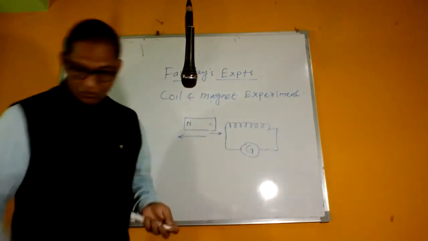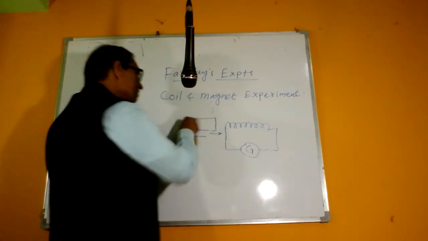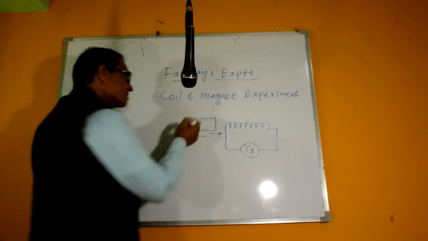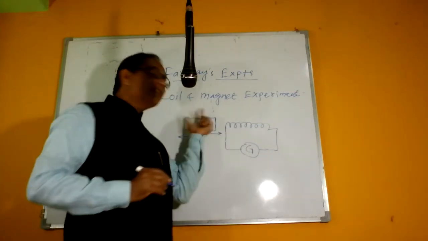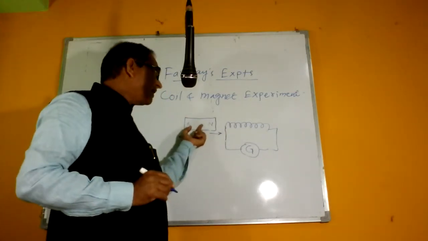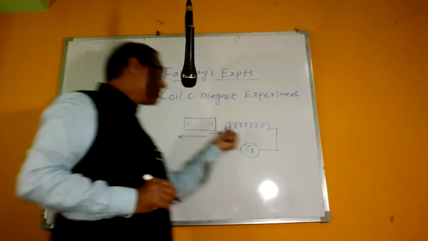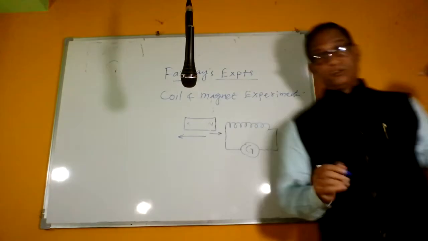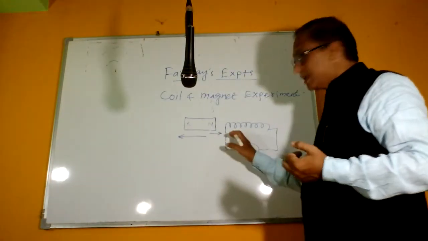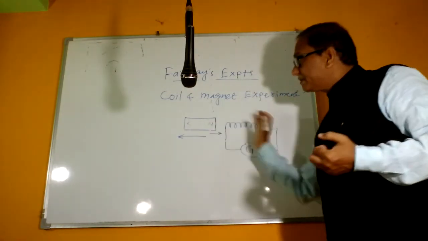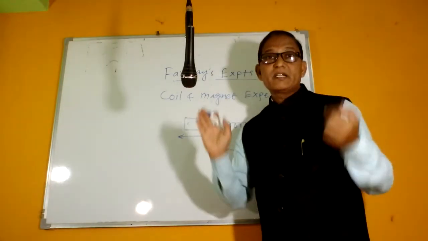On this basis, we say that if there is a relative motion between the magnet and the coil, then only we will find the induced EMF set up in the coil. Otherwise, no. On the other hand, we can keep this magnet fixed, and the coil is moved away from or towards the magnet. We will get deflections in the galvanometer.